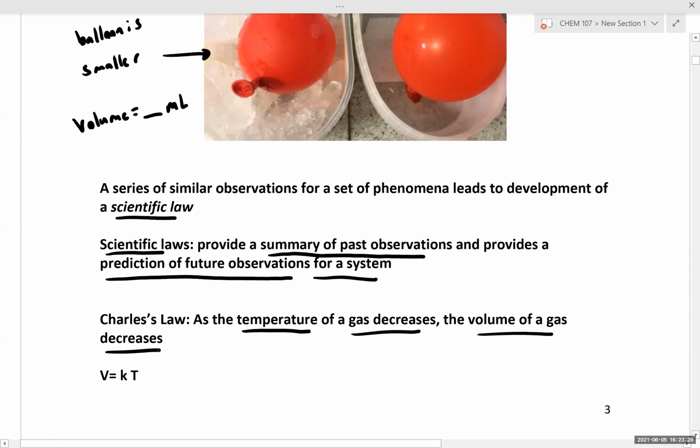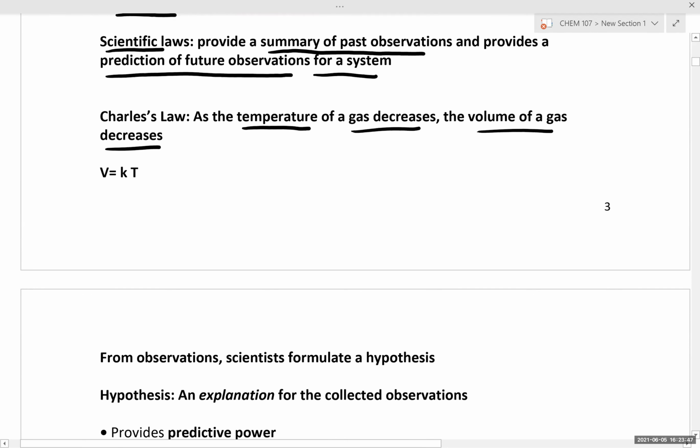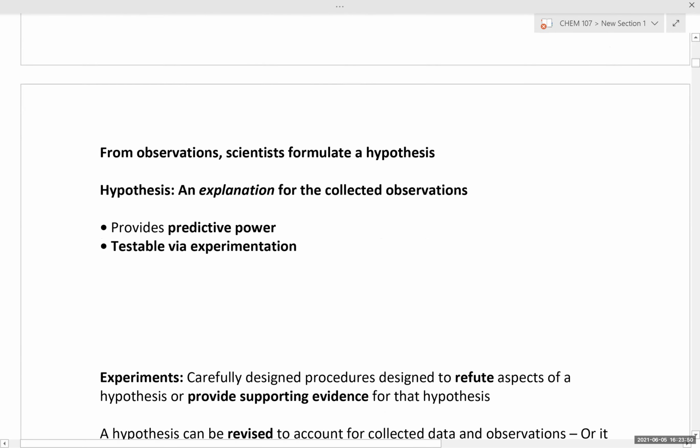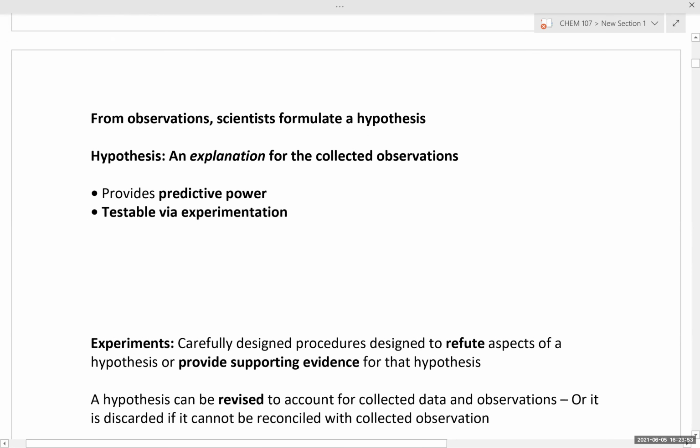Now, if we really want to get at fundamentally understanding what's happening in the world around us, we don't just want to be able to summarize our observations. We want to be able to explain why these observations are observed. And this is where we start to get into this idea of a hypothesis. So from observations, scientists will formulate what's known as a hypothesis, which is an explanation for the collected observations. A hypothesis provides predictive power and generally should be testable via experimentation.